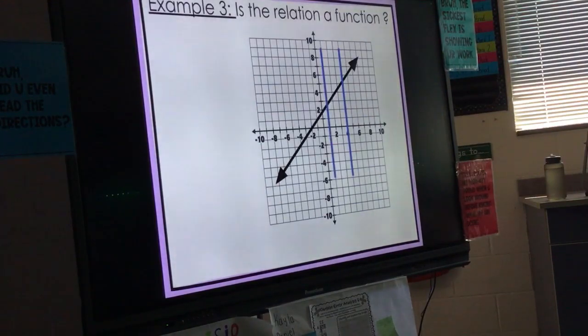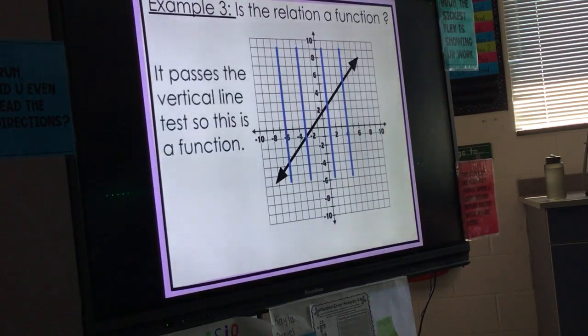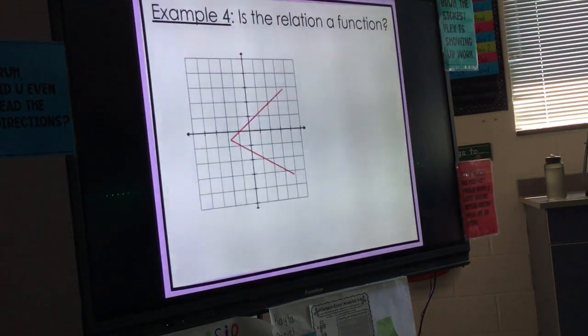So there's an example, there's an example, there's an example. All of them only cross this line one time. So therefore, it is a function. Okay? This one. What do you guys think? All right, raise your hand and tell me why. Someone come up here and draw a vertical line on my board with their finger and see if it passes the test. All right, Ariana, come up here.